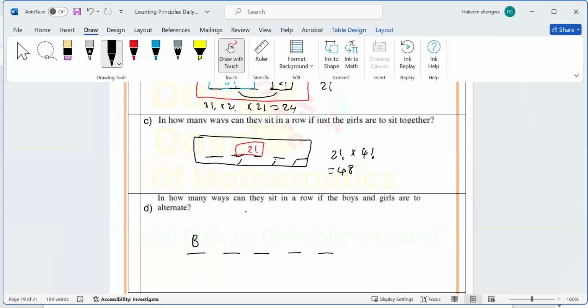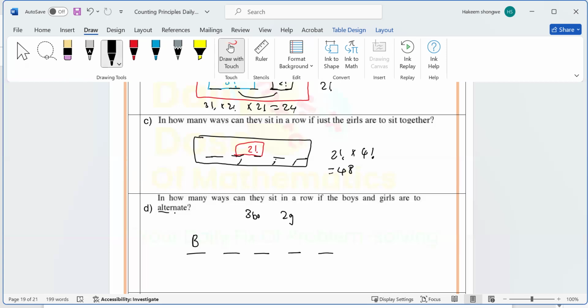Why do we start with the boy? We have 3 boys and 2 girls. If we start with the girls, there's going to be a point somewhere where two boys end up together. So we must start with boys to accommodate the alternating.